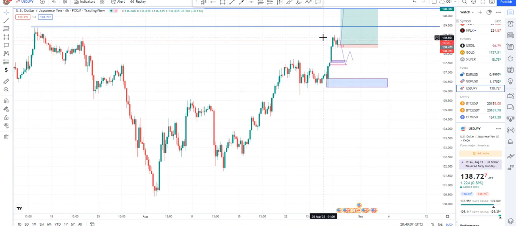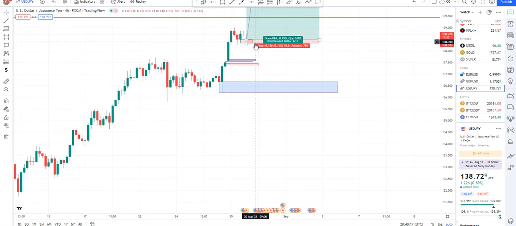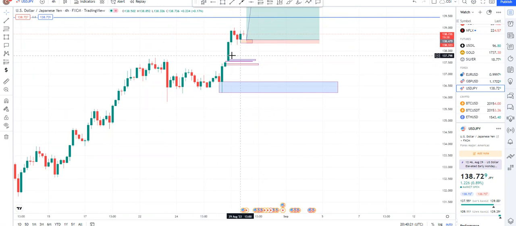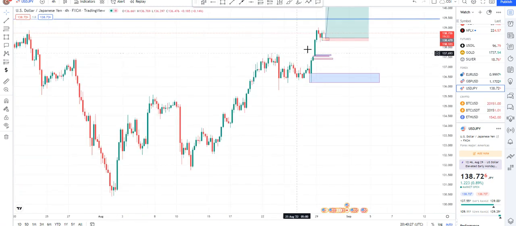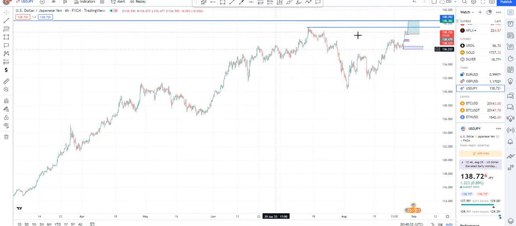This is where I would like to buy from the most. The most juicy place for me is this area down here. I won't like to buy here. It looks sketchy to me. It looks like a trap. So I would like to buy when we close the imbalance. So that is basically what I'm thinking for USD JPY.